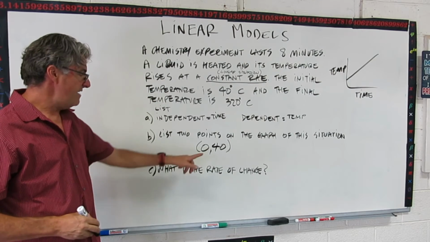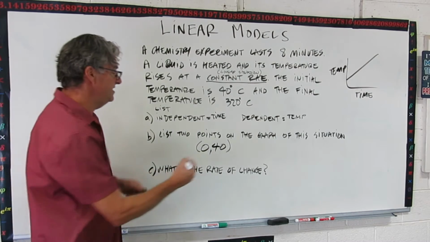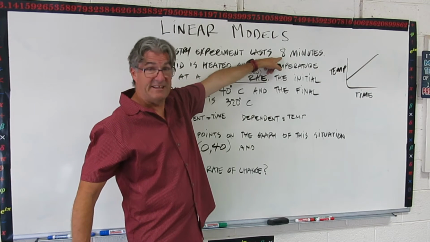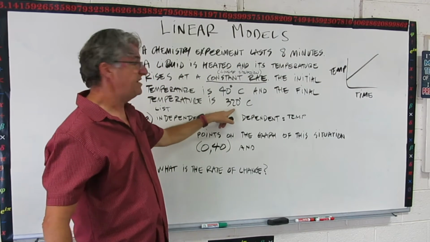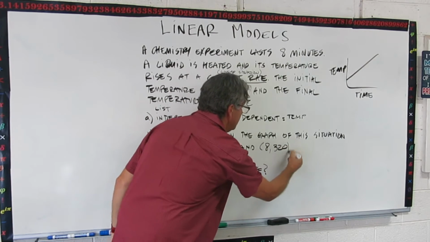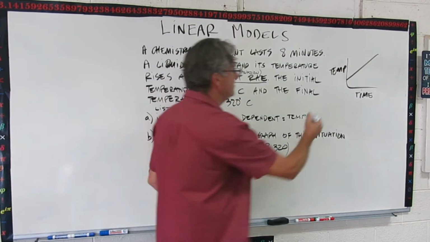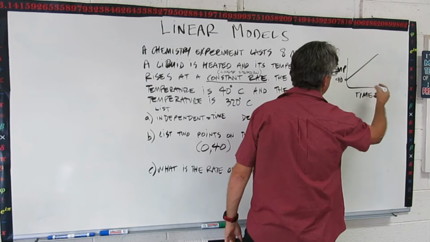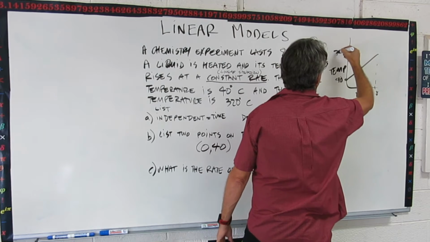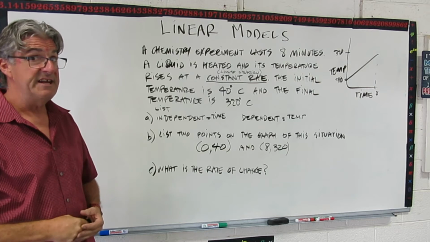Now, if you couldn't get that one, now you should be able to get the second one. So pause the video and jot that down. Okay, let's see how you did. The experiment lasts 8 minutes, and at the end of the experiment, 8 minutes later, it's at 320 degrees. So we go 8, 320. So those are the 2 points on the graph. Now, if you're going to be fun with your graph, you'd put 40 there, and then that's 8, and this would be 320. Now, the graph is still a little crude, but I put 2 points on there that are indeed accurate.